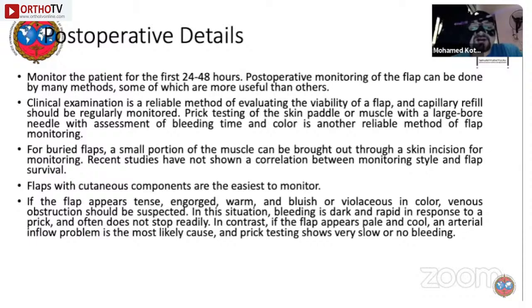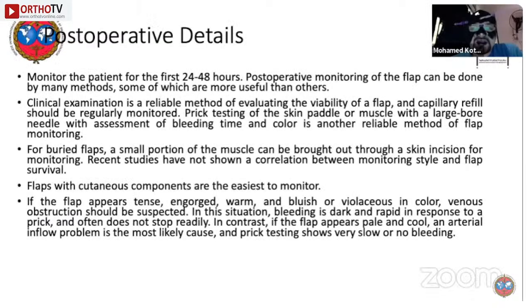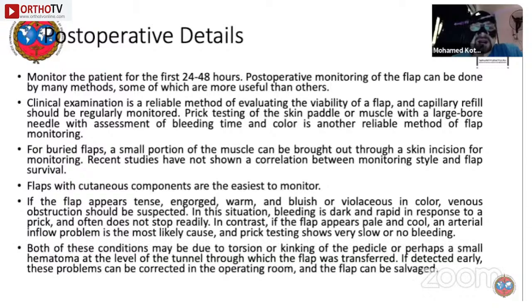It's very important also to monitor the collection, because after harvesting the latissimus, you will have a very big pocket. It can have a seroma collection and eventually infection. So you've got to monitor this using a suction drain. Usually we put two suction drains and we leave them up to 72 hours after the surgery.